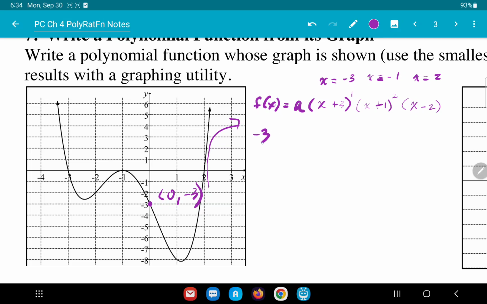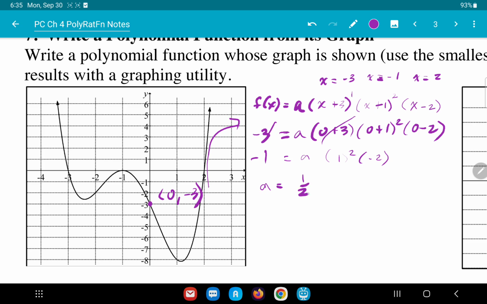So -3 represents the y value, and x represents the 0. We'll say -3 equals a times (0 plus 3) times (0 plus 1) squared times (0 minus 2). Essentially we're solving for a. If we divide both sides by 3, you get -1 equals a times 1 squared times -2. The 1 squared just becomes 1, and then we divide by -2. So we see that a is actually equal to 1/2.